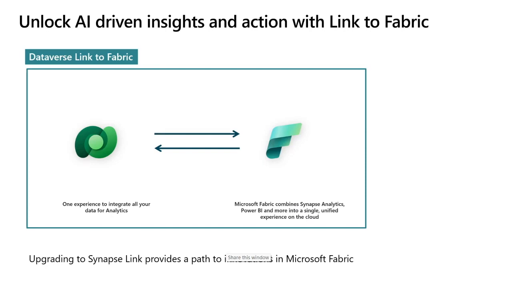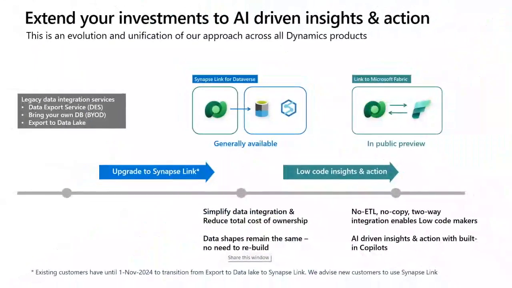So one of the things that we talked about is, how do you transition? What are the steps in this transition? The first thing, I think the most important thing, is to upgrade to Synapse Link. So you might be using Data Export Service, you might be using BYOD, you might be using Export to Data Lake. Essentially, by upgrading to Synapse Link, the one experience for working with your data, you are simplifying your data integration, also reducing a whole lot of TCO, total cost of ownership. You will see this in the demos, and you will see us discuss this again and again.